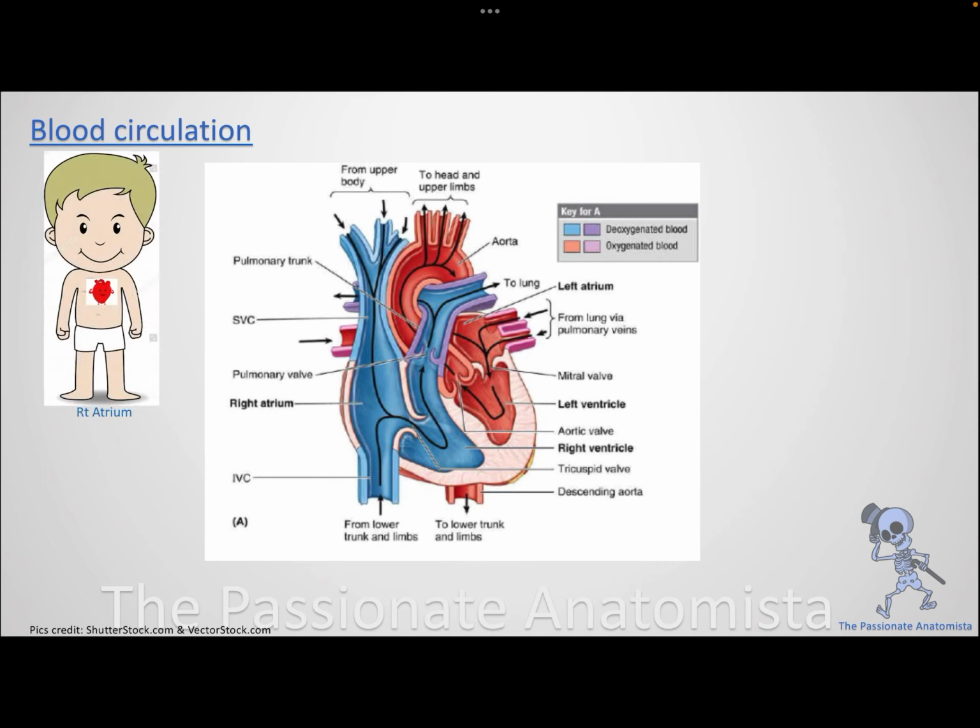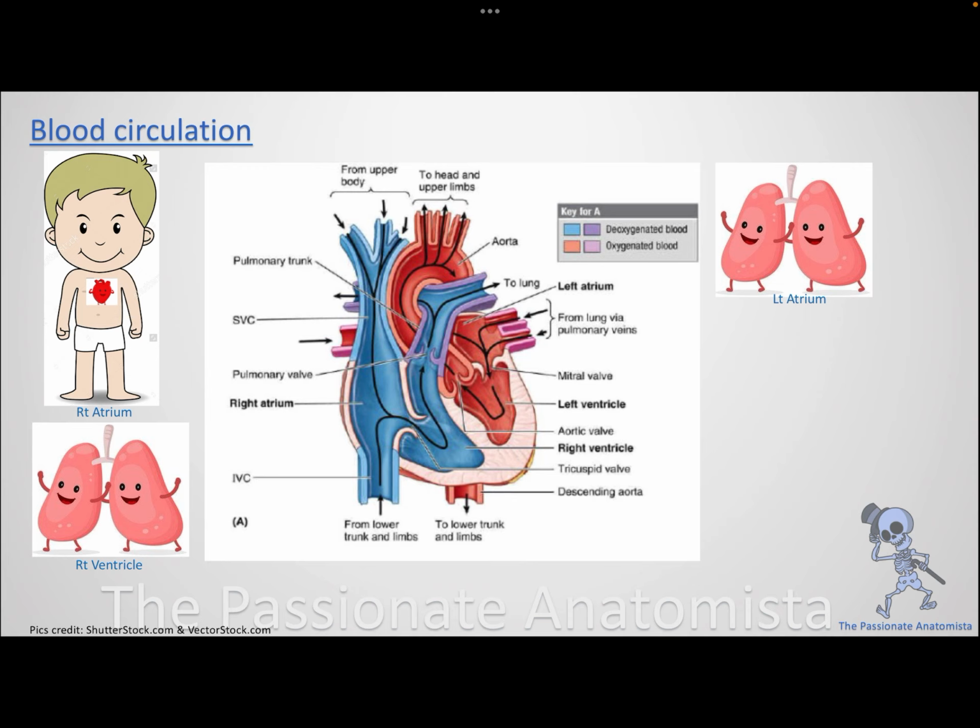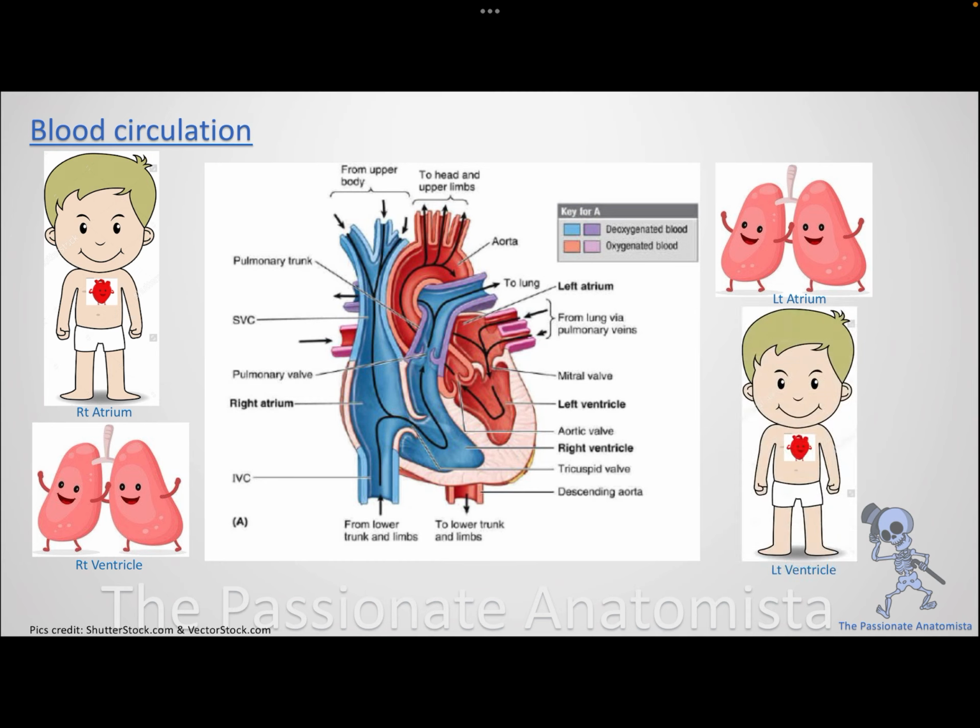Your heart receives the blood from the body through the right atrium. It sends it to the right ventricle, and from there it goes to the lungs to get oxygenated. Once the blood gets oxygenated in the lungs, it comes back through the other receiving chamber, which is the left atrium, and from the left atrium it goes to the left ventricle, where your heart pumps it to the body through the aorta.